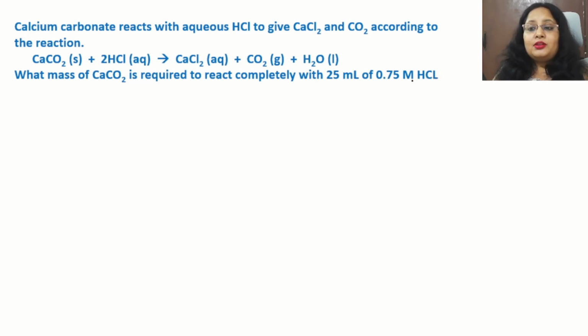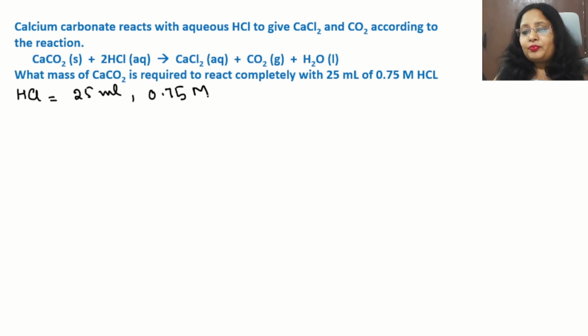HCl. So friends, whenever we are talking about any question in which molarity or moles are discussed, we should always first take a look at the reaction whether it is balanced or not. Now in this case, the reaction is balanced. If the reaction is not balanced, the first step should be to balance the reaction. Now because the reaction is balanced, we will proceed to the next step, that is the given. For HCl, volume is 25 ml and its molarity is 0.75 M. From these two clues, we will start our solution.